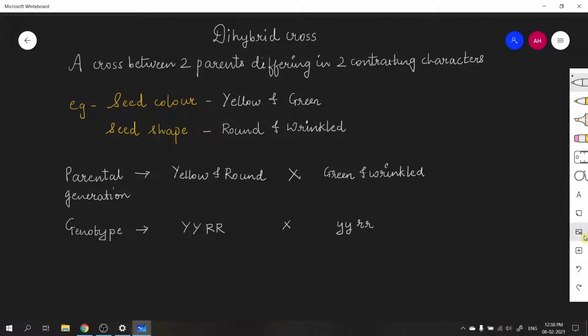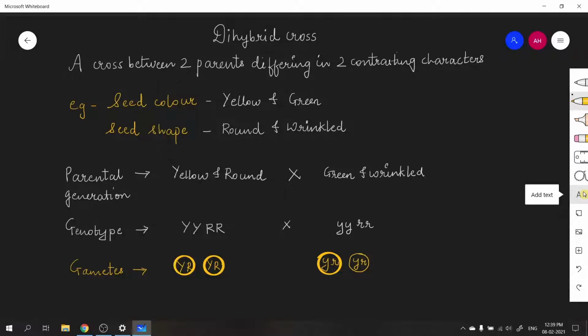Next step is to write down the gametes. So let's write down the gametes now. Alright, we generally indicate gametes in circles. So let us write down those gametes. It is going to be YR in one gamete. Similarly, another gamete here, right? And the other type of gametes will be small y, small r, small y, small r. Alright, these will be the gametes formed.